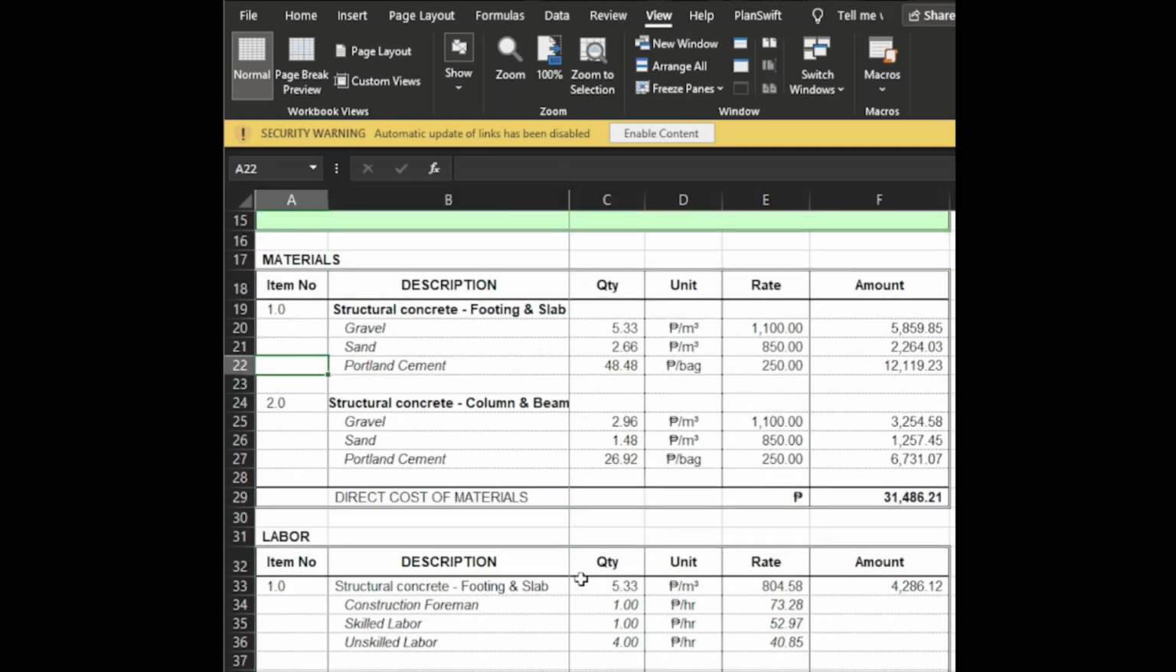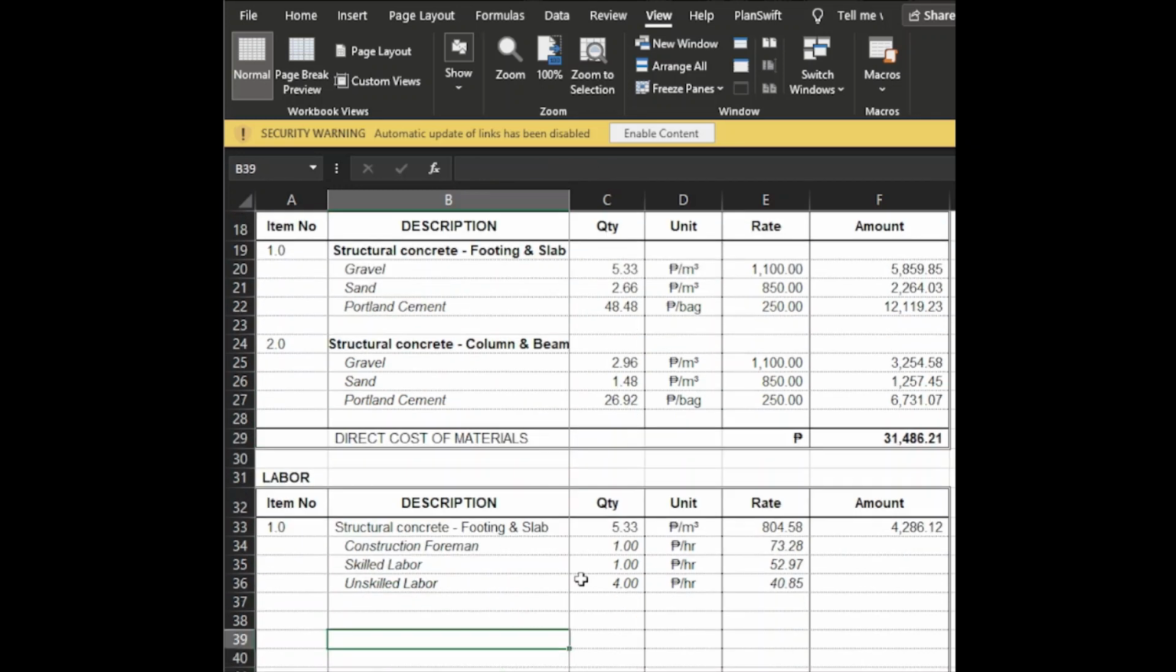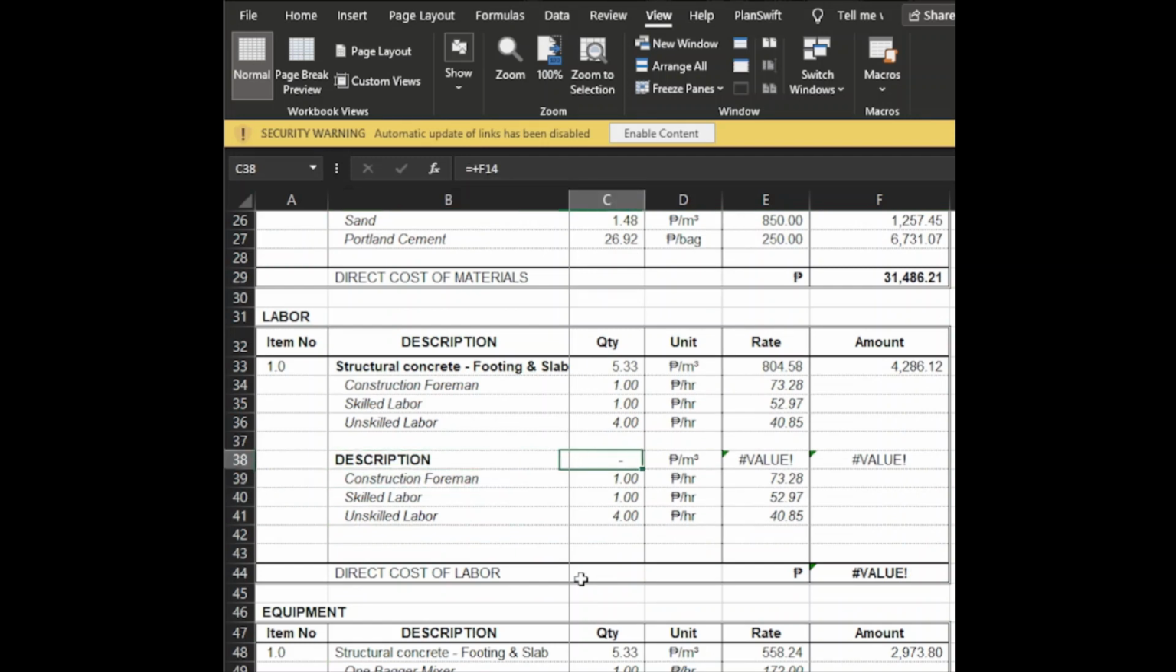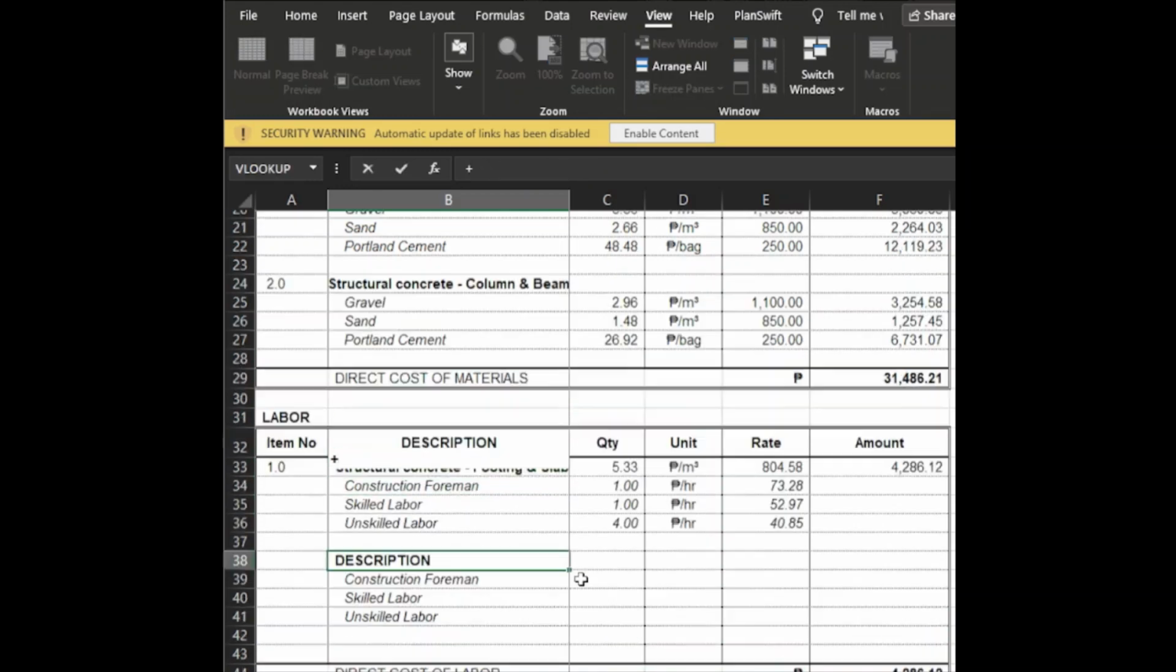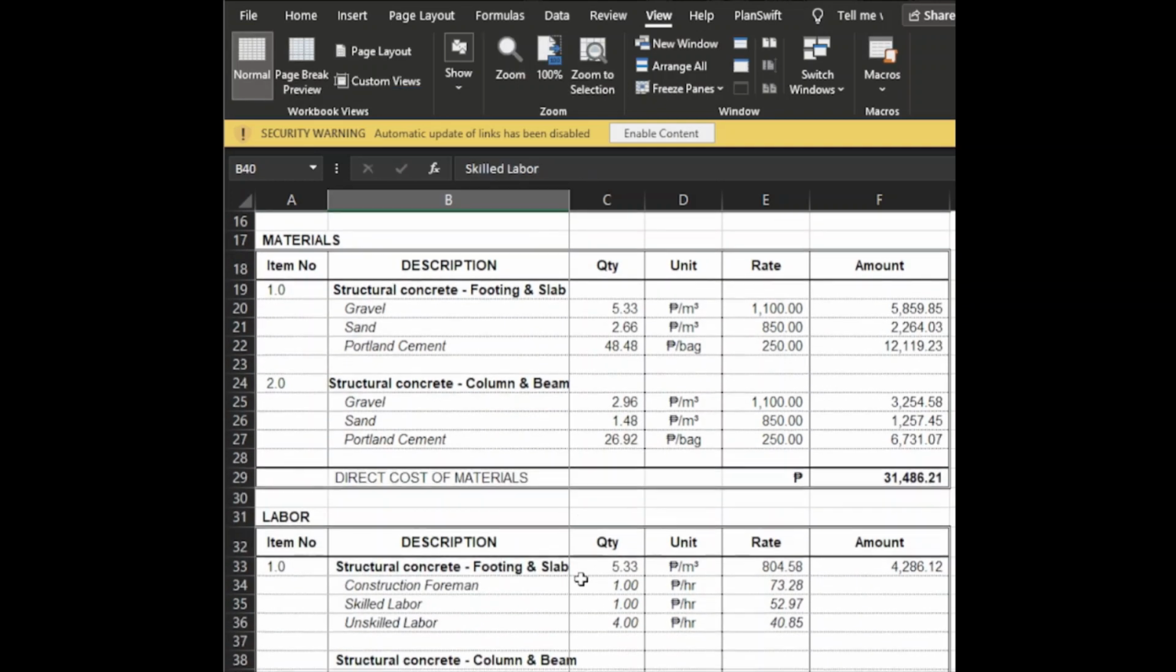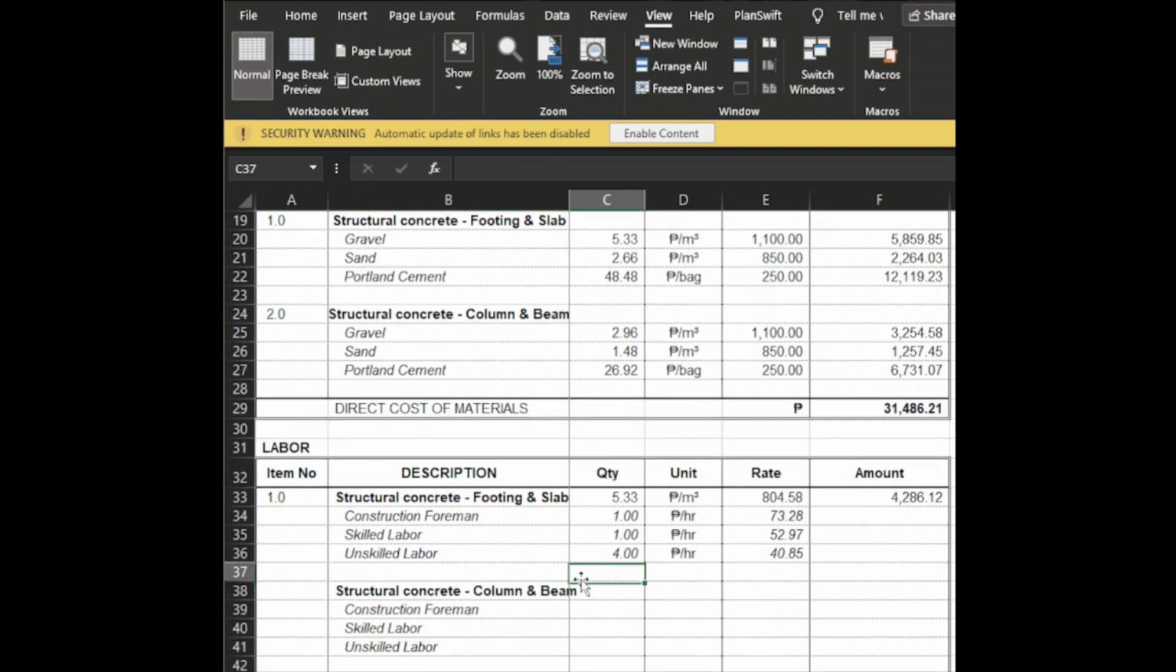So for the labor, the same procedure, guys. We will make it separate, the same procedure. We'll just copy this one here. Okay, what happened? Anyway, this is the structural concrete.